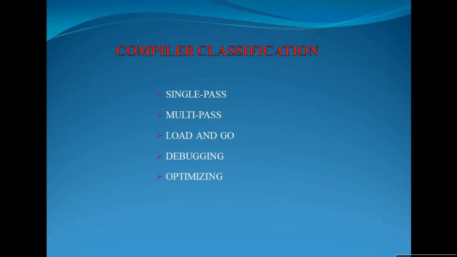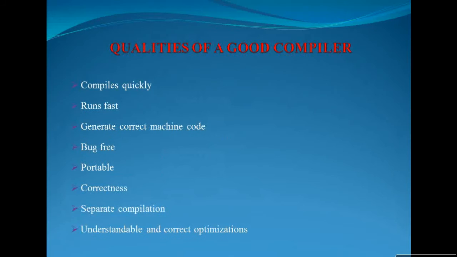So next classification is load and go. So the registers will be loaded and then the next process will be processed through it. So fourth is debugging, so errors will be rectified and then the compilation code will be optimized at the final stage of classifications. So next we are going to see the qualities of a good compiler.